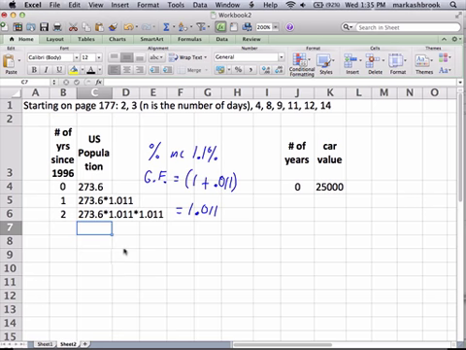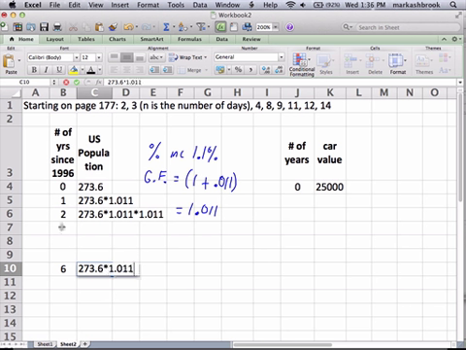Okay? So if I were to skip down, you just imagine that process continuing. Say I skip down 3, 4, 5 to the 6th year. By the 6th year, what will we have done following this pattern to get to that population? We will have started with the 273.6, and every year multiplied by the 1.011, so that at the 6th year, how many times will we have multiplied by 1.011? 6 times, once for every year.